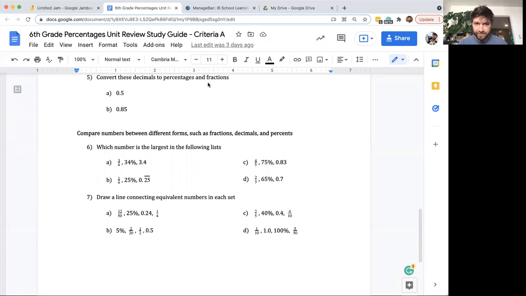Okay, so numbers 6 and 7. They're kind of similar. So they're having us look at different forms. And on A, we're going to figure out which is the biggest between 3/4, 34%, and 3.4. Okay.